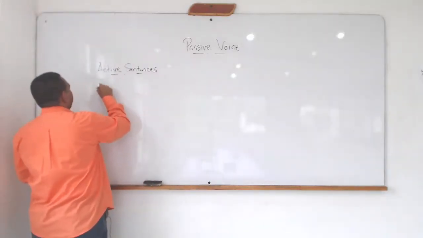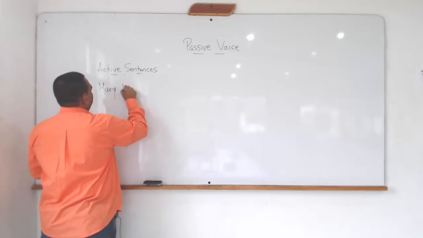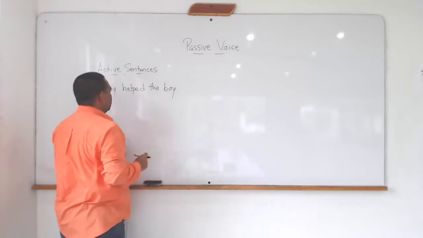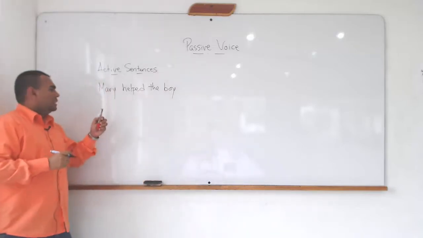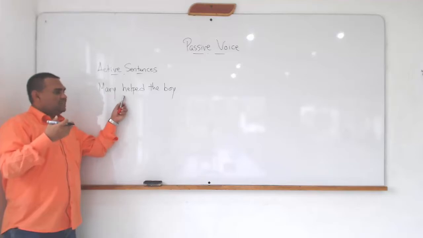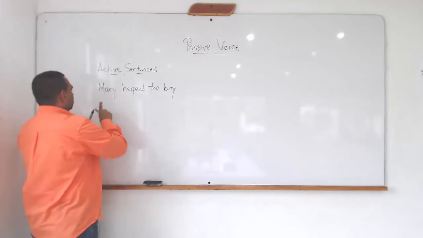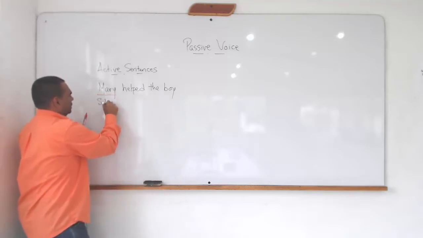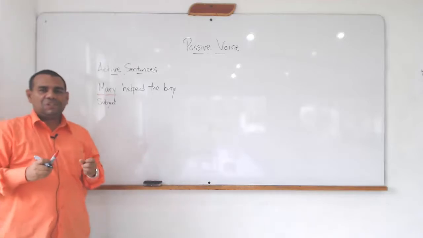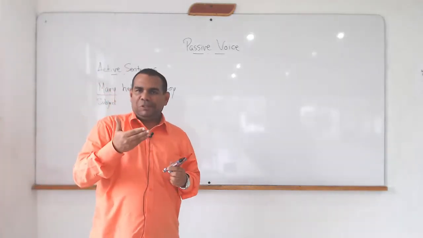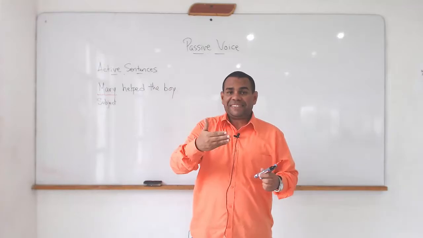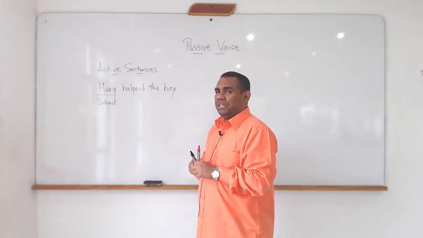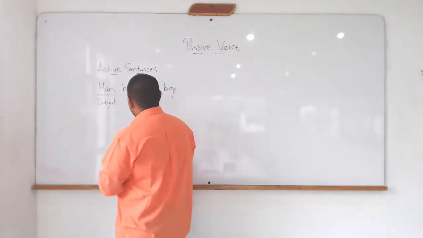So, Mary helped the boy. Look at this. We find here that Mary, which is the subject of this sentence, is the one in charge of doing the action. This is the subject. Okay? Mary is the one that does. She is the agent. She is the one that does and carries out the action mentioned by the verb. But we can also identify a verb.